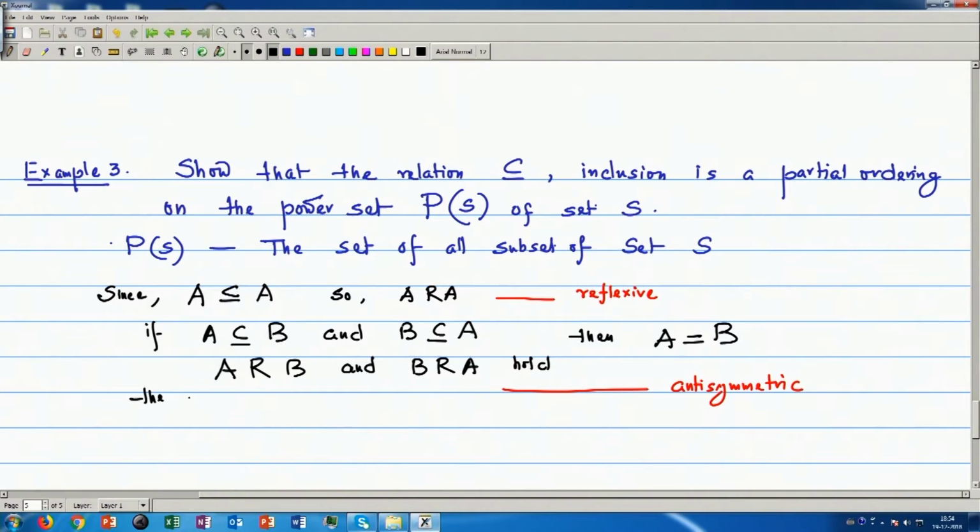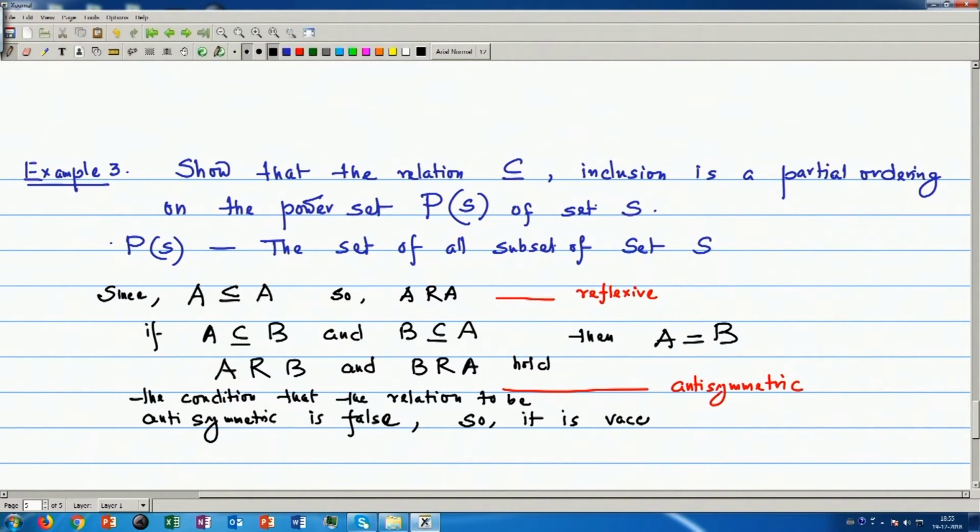So the property of the relation to be antisymmetric: I can write that the condition is false, so the antisymmetric property is vacuously true.